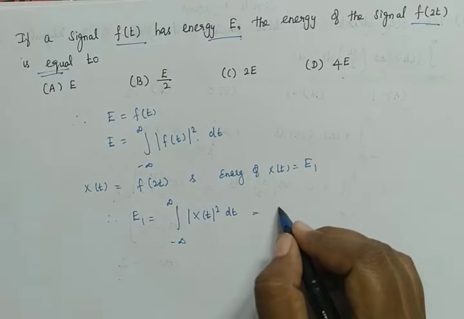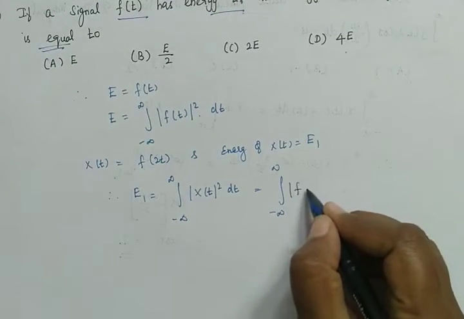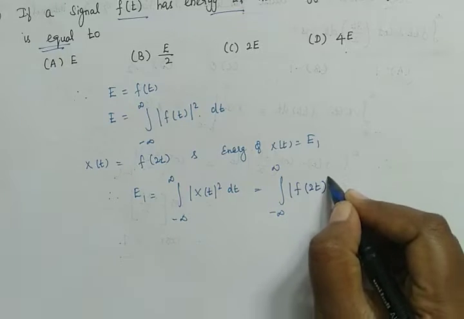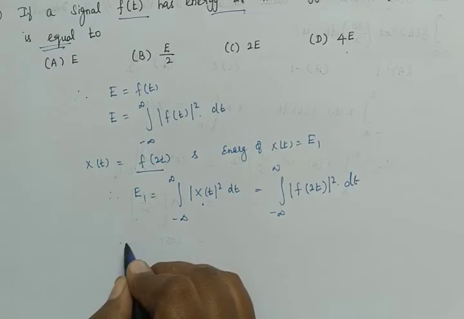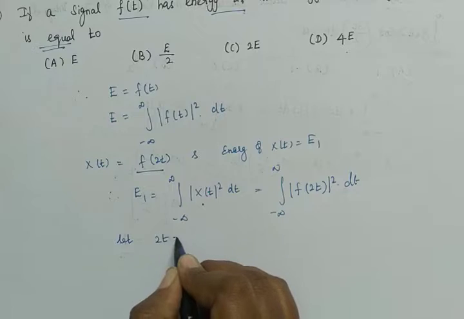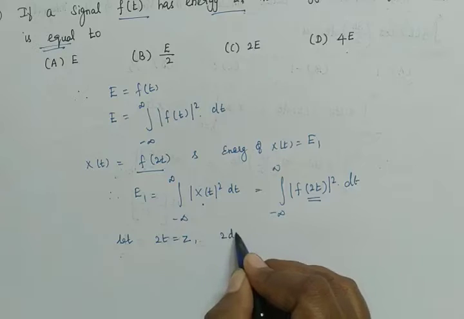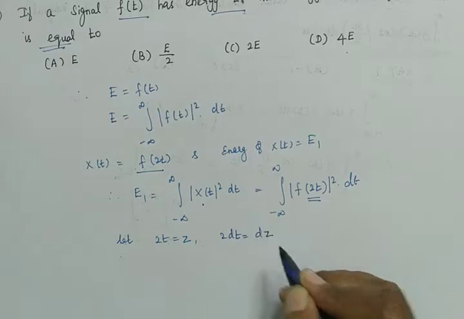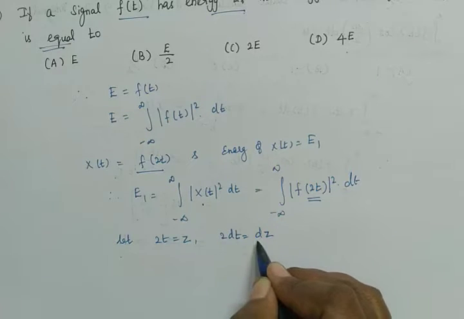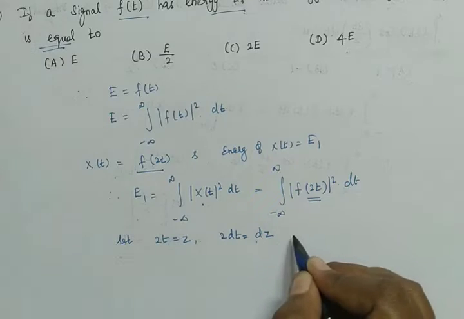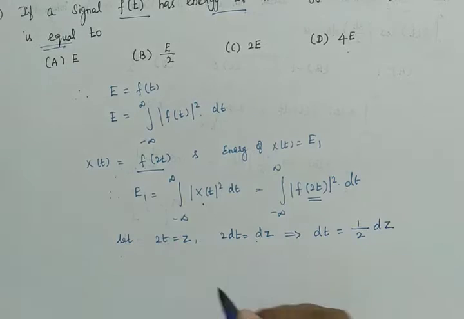Now what is this x(t)? It is f(2t), so E1 is the integral from minus infinity to plus infinity of f(2t) the whole squared dt. Let us take 2t equal to z. Therefore 2 dt will be equal to dz, by differentiation. Therefore from this we can write dt equal to 1/2 dz.